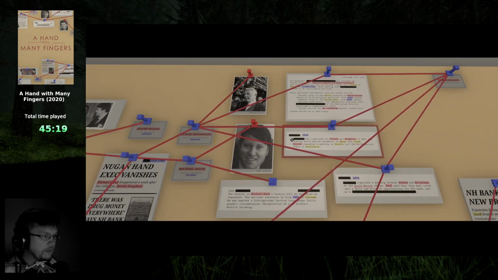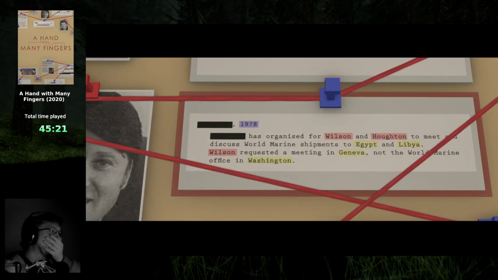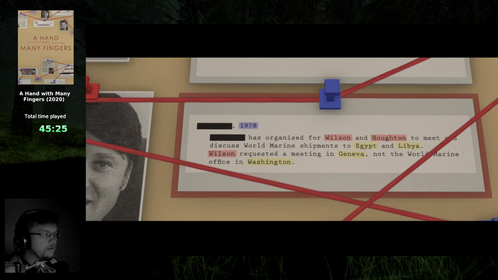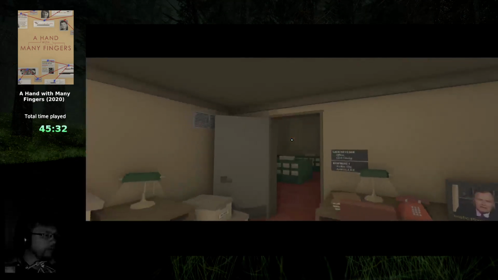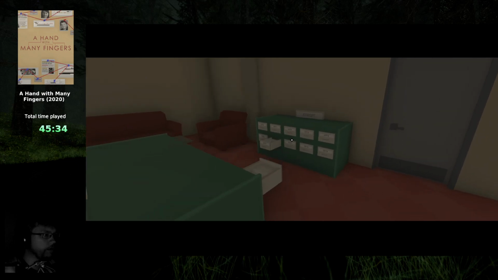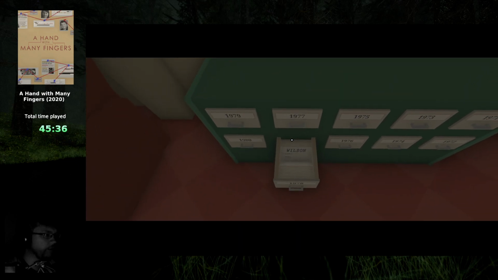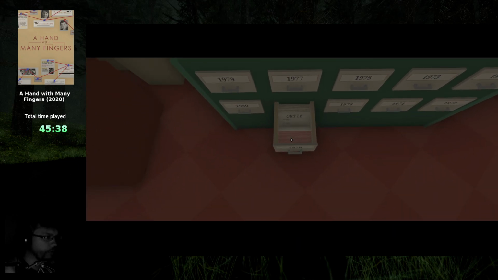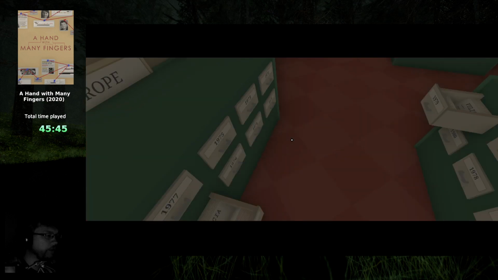Alright, where did they want to meet the second time? In '78. '78. Wilson and Houghton. Europe. Don't tell me that's the exact box I've been looking at. Of course it is. And there's nothing on Houghton.